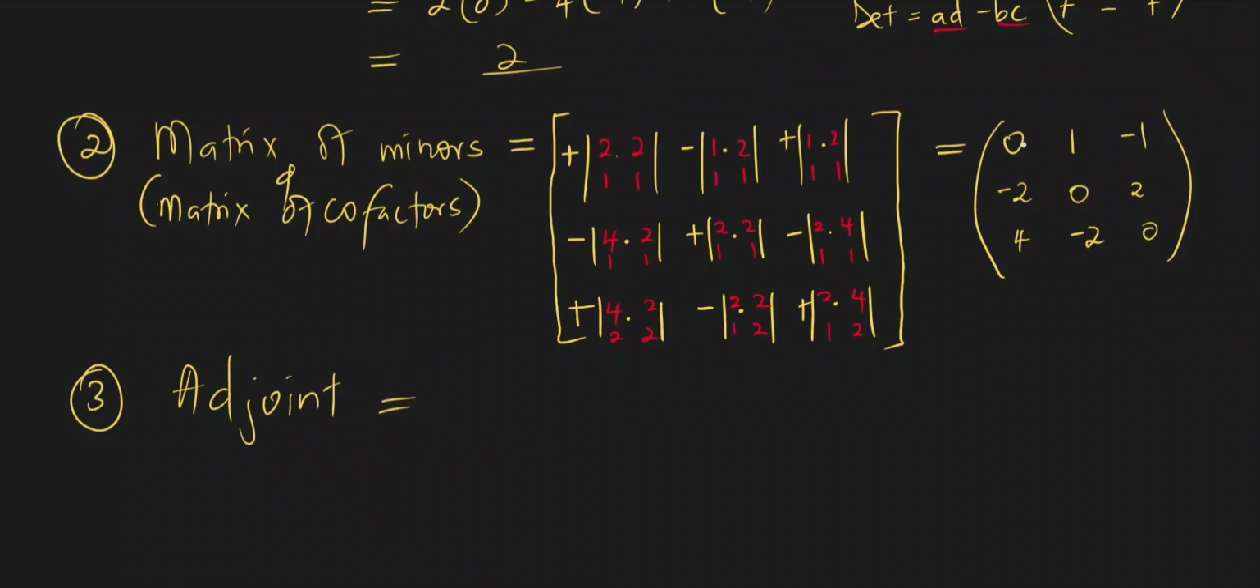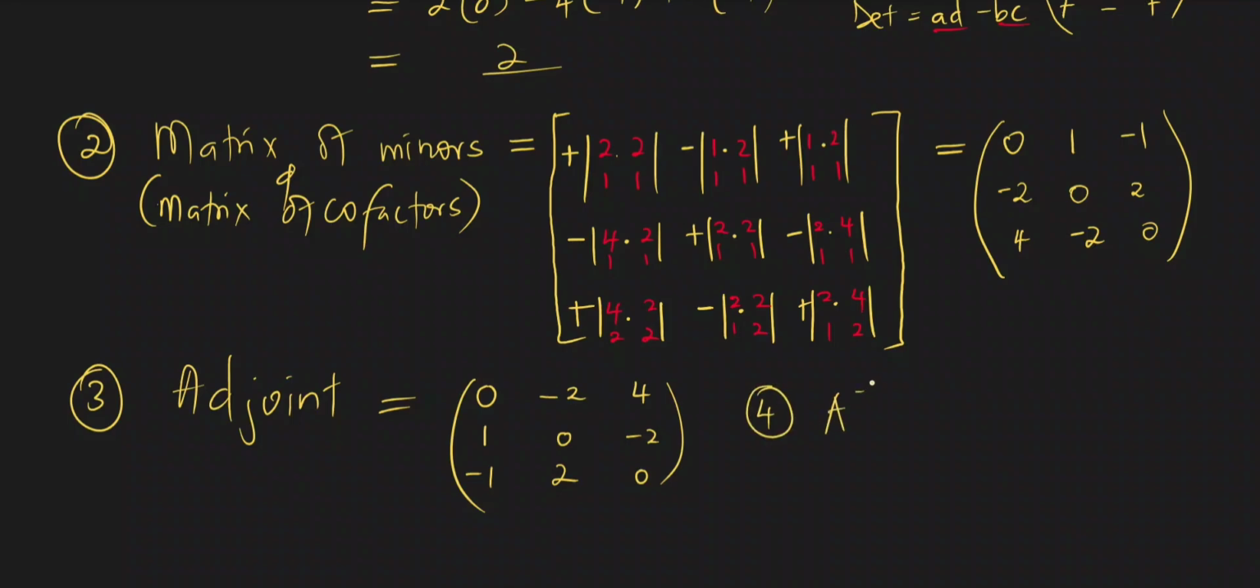To determine the adjoint, you exchange the rows to be the columns. Which means this row becomes the first column, and this row becomes the second column, and the last row becomes the last column. So 0 1 minus 1 is now a column. 0 1 minus 1. Then the next column is minus 2 0 2. Then lastly 4 minus 2 0. 4 minus 2 0. This is our adjoint.